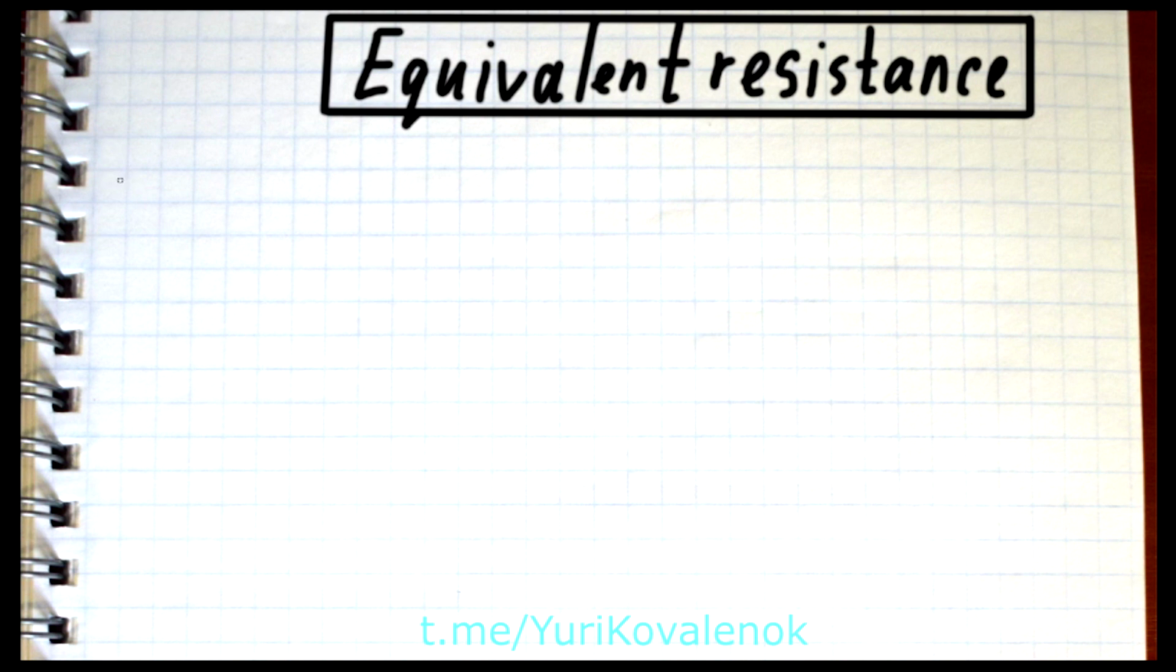Well, let's get started. To do this, you will need to remember what a series and parallel connection of resistors is. In the case of a series connection of resistors, the equivalent resistance is found by adding the resistances of individual resistors. I think this is simple and understandable, because the total length of the conductor increases and at the same time the equivalent resistance increases.